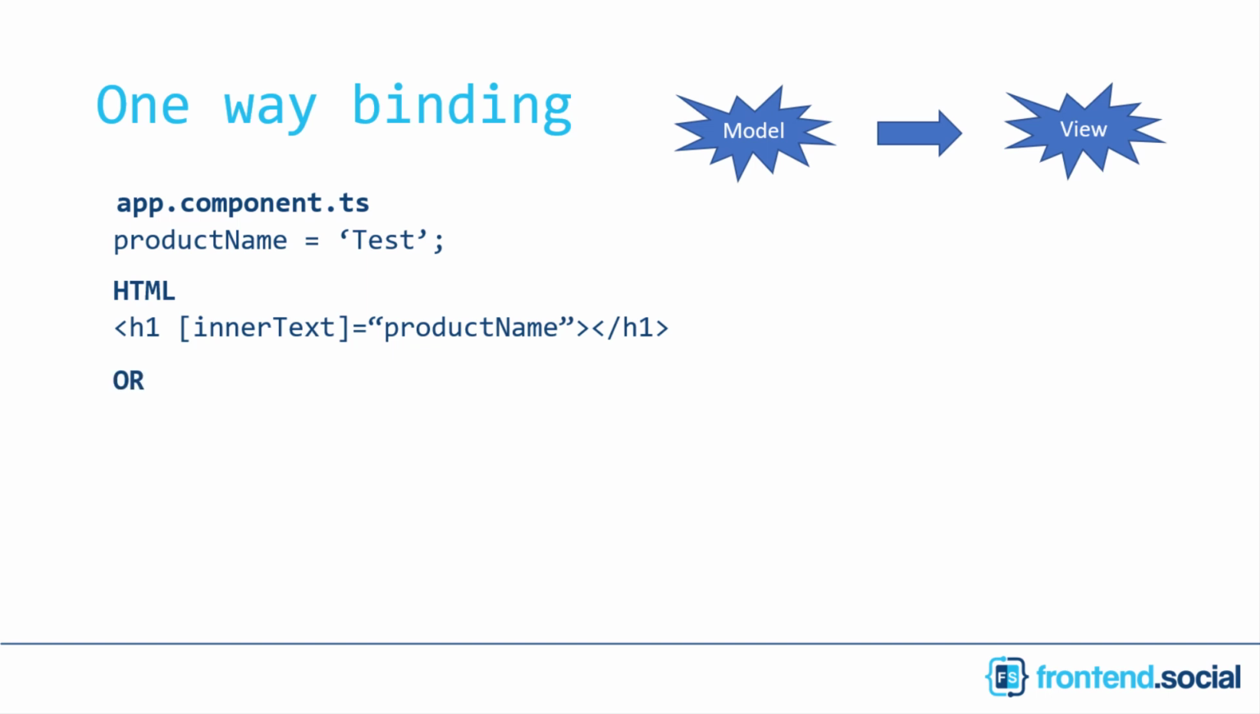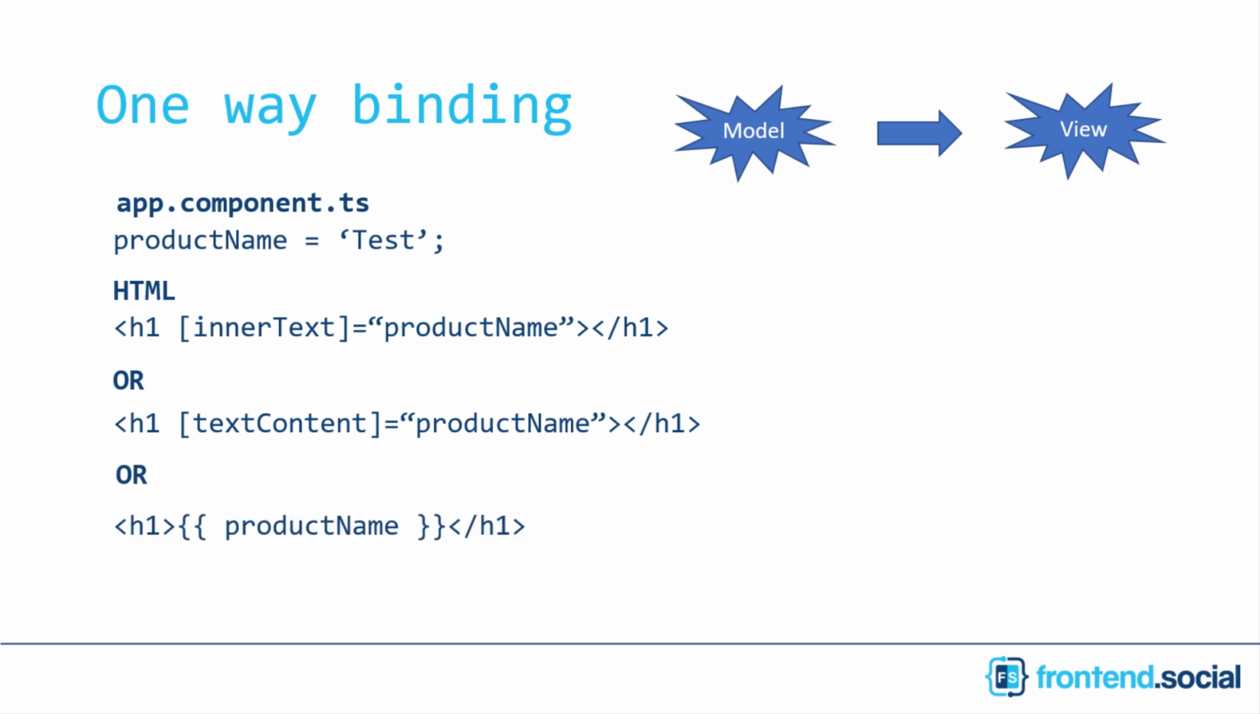What is the other way to do that? You can use the text content property, which will do the same thing. But Angular does provide something else. They call it an Interpolation Directive, where you have to wrap your model value inside double curly braces. So whenever Angular sees this kind of syntax on the page, it will evaluate that expression with respect to the component which has the model. So it will automatically print test on the HTML. Awesome. So this is how the one-way binding works.